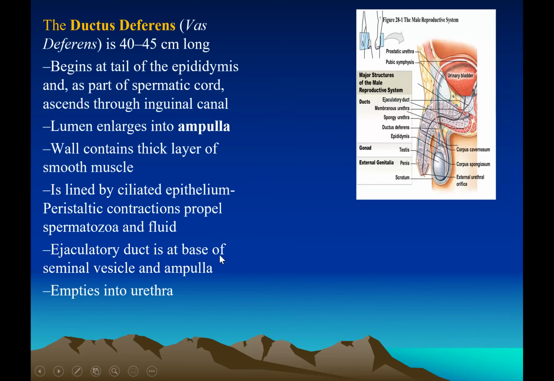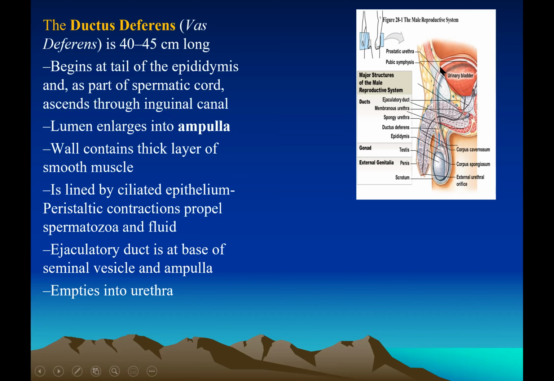And from the epididymis, it is going to enter the vas deferens or ductus deferens. It's about 45 centimeters long. It begins at the tail of the epididymis, loops over the urinary bladder, goes behind the bladder, and then through the ejaculatory duct, it will join the urethra. The ductus deferens behind the urinary bladder will enlarge into a structure called the ampulla. And the wall is made up of smooth muscle.